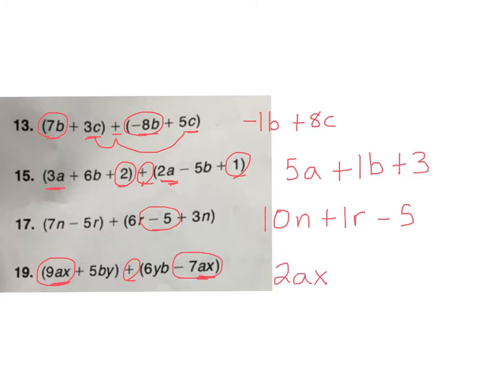2AX, good. And then I've got, is there a like term with BY? YB, good. So I got 5BY plus 6BY, which is 11BY. Now, why did I put a plus sign here instead of a minus? Because 11BY is positive, not negative, right?